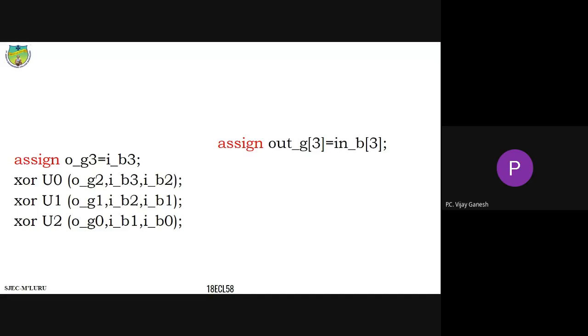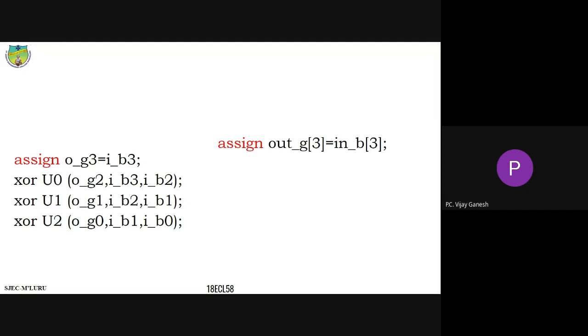Now what happens to the U0 instance? In the U0 XOR gate, out_z2 should be replaced with which value, if you follow the whole previous method for vector assignment? Just see what we have done in the assign statement.